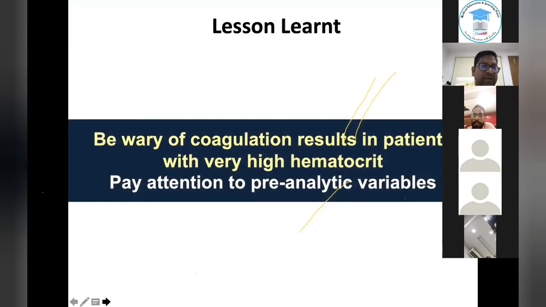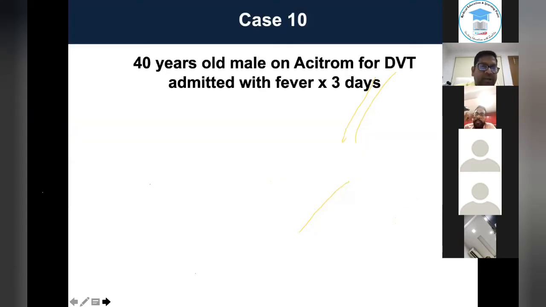So lesson learned: be aware of the coagulation result in patients with very high hematocrit. Pay attention to pre-analytical variables.